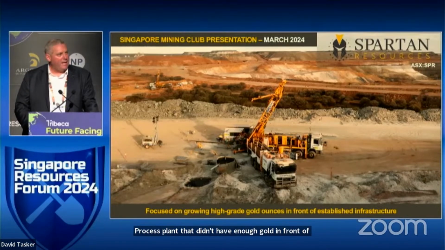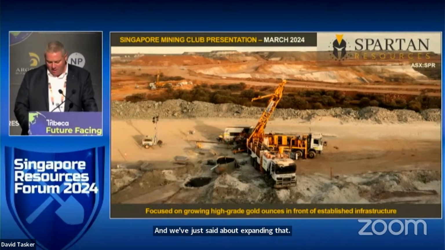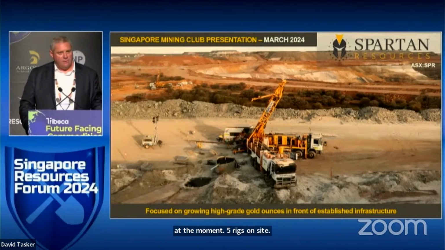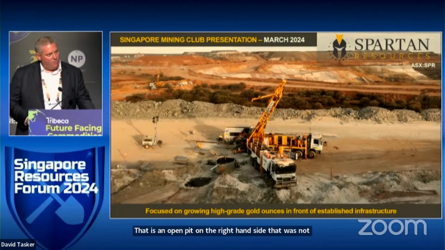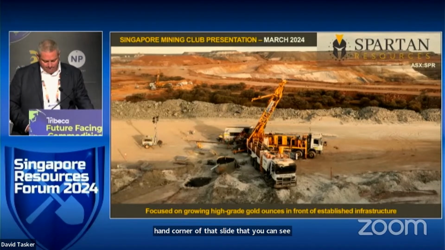We're rapidly building that inventory of high-grade gold, having made a pretty substantial discovery fairly early on in my tenure there, and we've just set about expanding that. So very busy at the moment, 5 rigs on site. That is an open pit on the right-hand side that was not making money. There was a plant built just to the top left-hand corner of that slide that you can see there that's just waiting for some high-grade gold that we are defining right now.